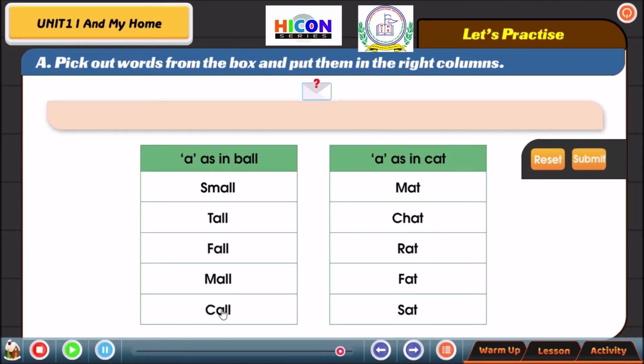Okay? So, some other words in which A has a pronunciation like O are small, tall, fall, mall, call. Right? A as in cat, the pronunciation of the sound is A, as in mat, chat, rat, fat and sat. Okay? Now read and practice this.